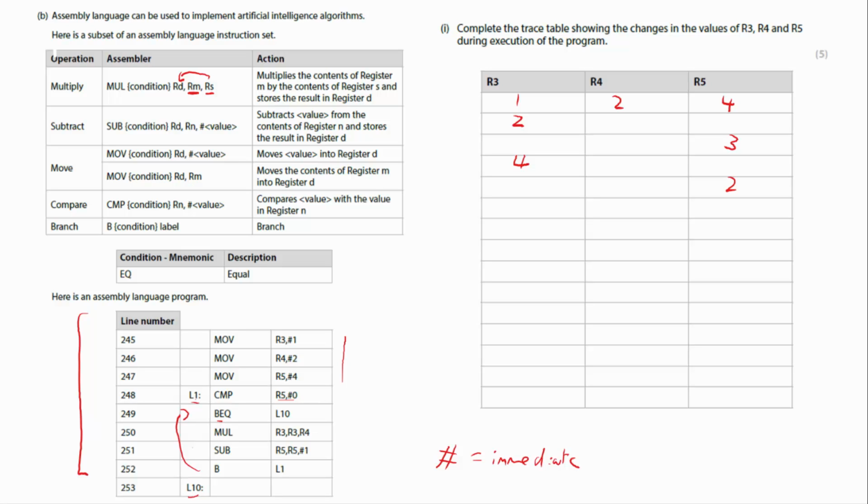So again, compare 0 to R5. It's not equal. 2 is not equal to 0, so we ignore the branch if equal line. And multiply R3 and R4. 4 times 2 is 8. We put down 8 in R3. Subtract 1 from R5 is 1. And then do the same process again.